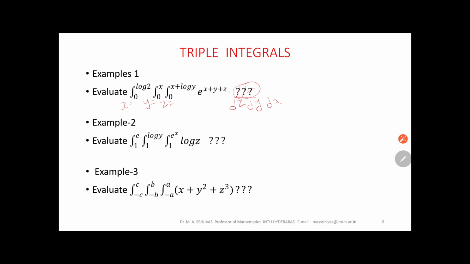Before going to the evaluation of this triple integral, we'll see this example too. 1 to e, 1 to log y, 1 to e power x log z. Here again, what is the order to be made?